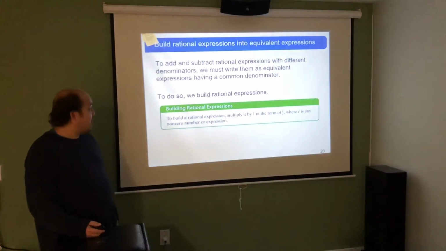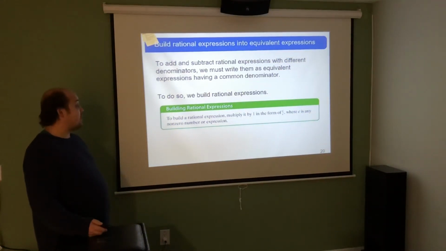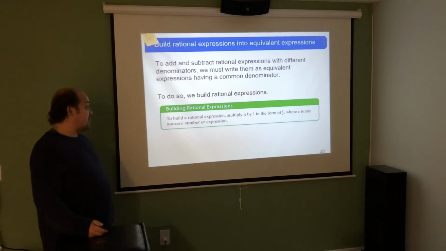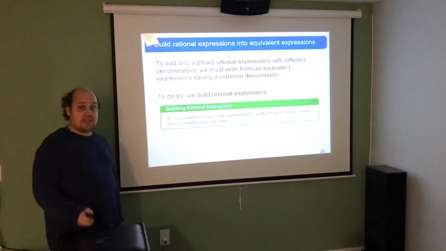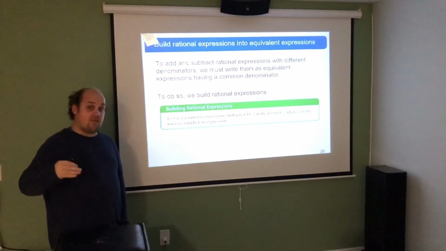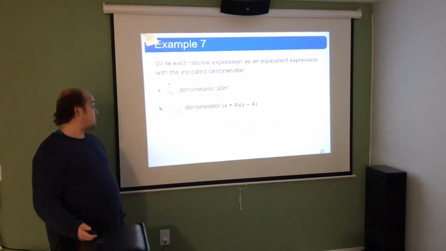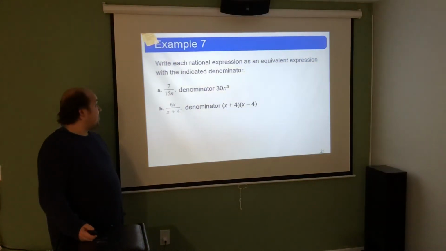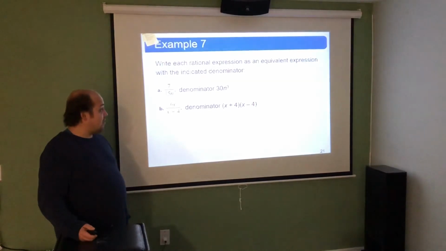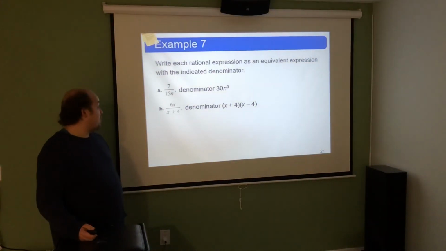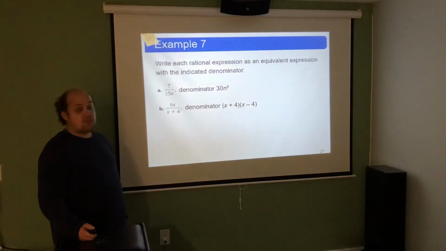To add and subtract rational expressions with different denominators, we must write them as equivalent expressions with the same denominator. So to build a rational expression, multiply it by 1 in the form of c over c, so multiply by something over itself, so that I haven't actually changed the fraction. Let's say, for instance, that I had 7 over 15n and I wanted the denominator 30n cubed, or 6x over x plus 4, and I wanted the denominator (x plus 4)(x minus 4).